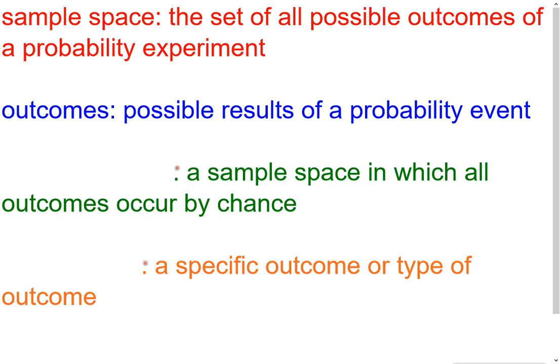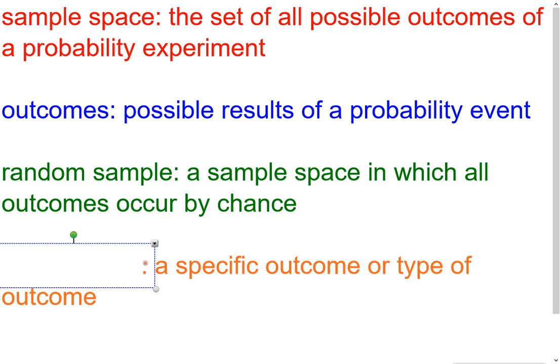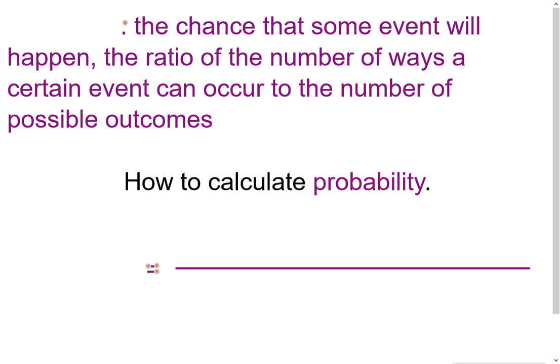Our next one, a sample space in which all the outcomes occur by chance. That's called random sample. Right? And our last vocab on this page is a specific outcome or type of outcome, which is referred to as a simple event. So there's the vocab. I'll be using that vocab as we go through these next problems.